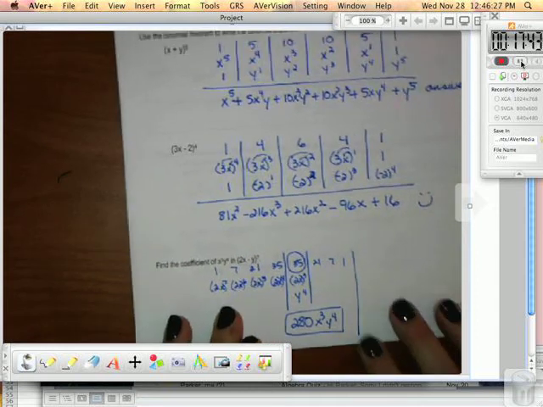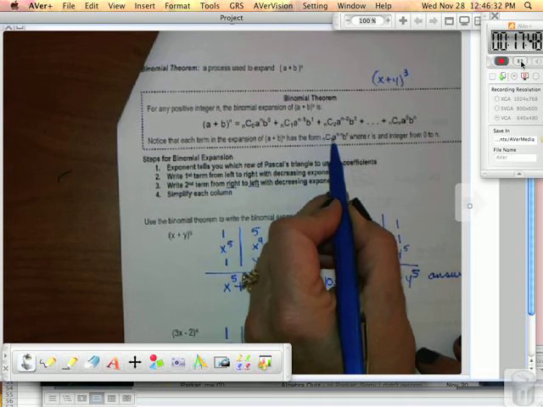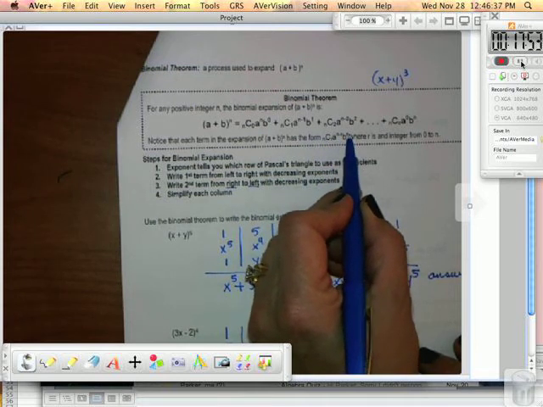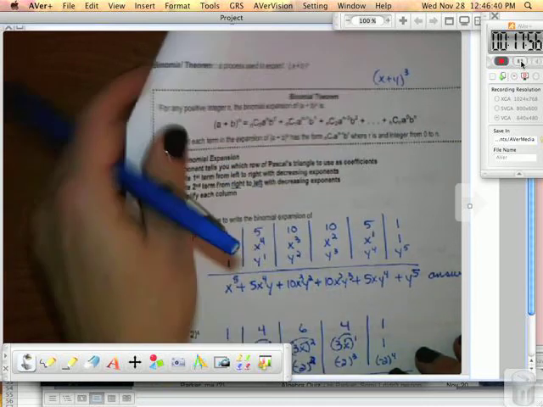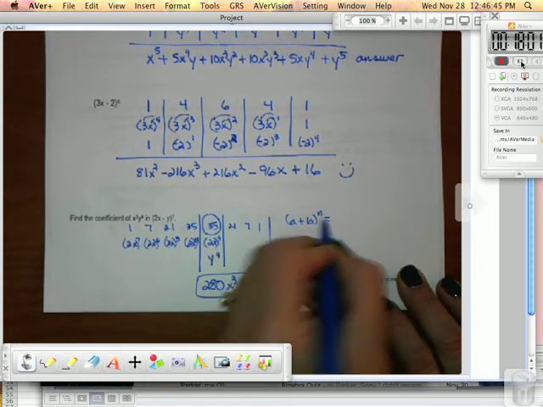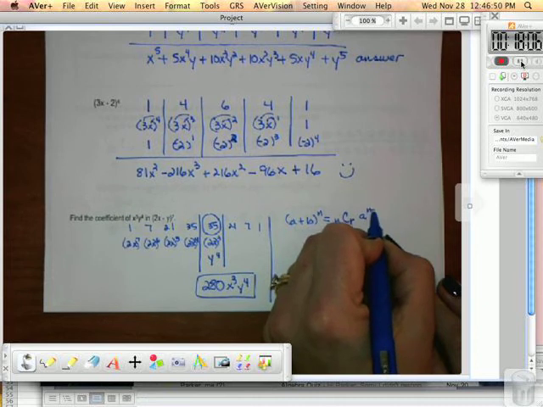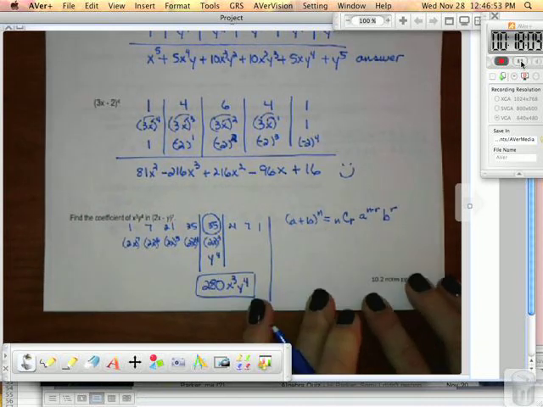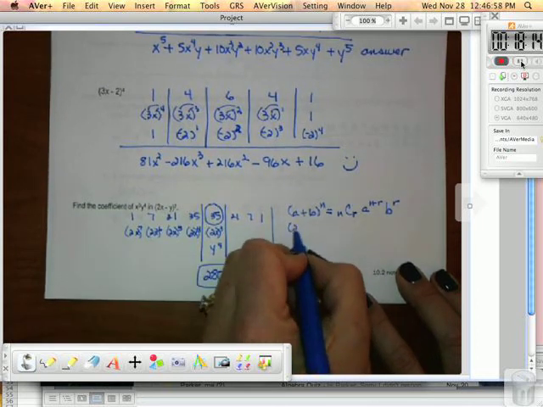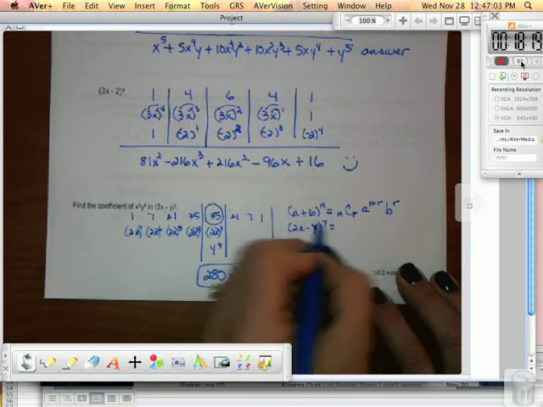Now, the other way we can think about it is using this right here. It tells us n choose r times a to the n minus r times b to the r. We can use that to help us expand. So I'm going to write that down here. A plus b to the n is equal to n choose r times a to the n minus r times b to the r. Now here's what they want me to expand, so I'm going to write it right underneath here. 2x minus y, to the 7 equals, I don't know what this is right now.